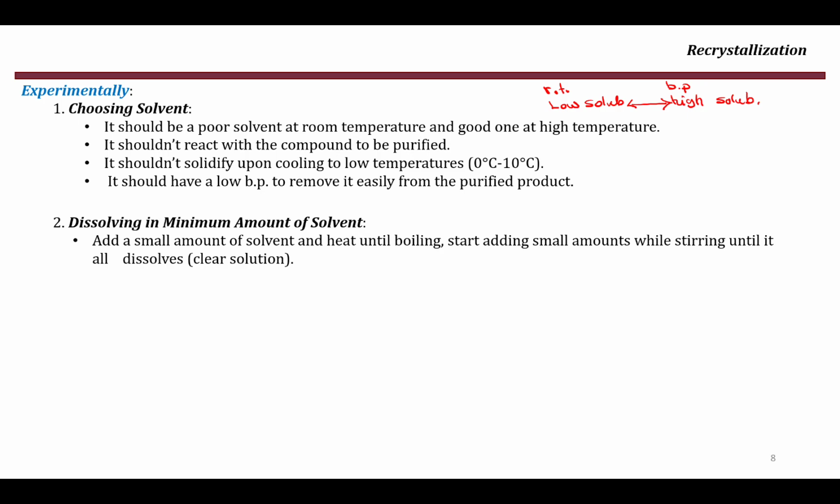So again, we have our solid here. We add a small amount of the solvent first. We start to heat it and to shake it. If the solid completely dissolves, that's fine. If not, then we add a small amount of the solvent and we keep heating. We keep adding small amounts of the solvent until we get a clear solution. In this way, we can make sure that our compound was dissolved in the minimum amount of solvent.